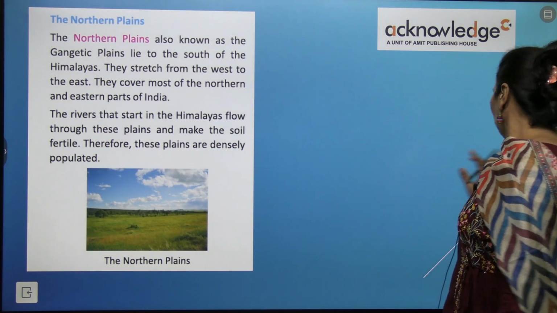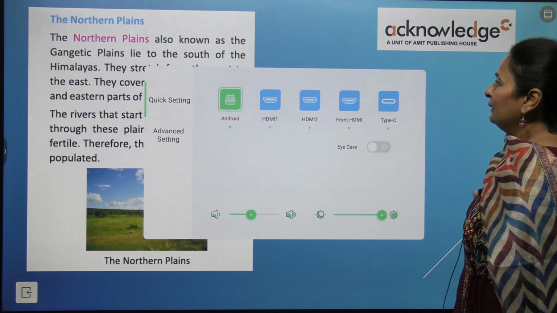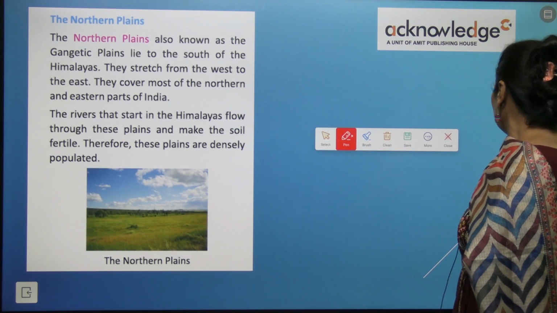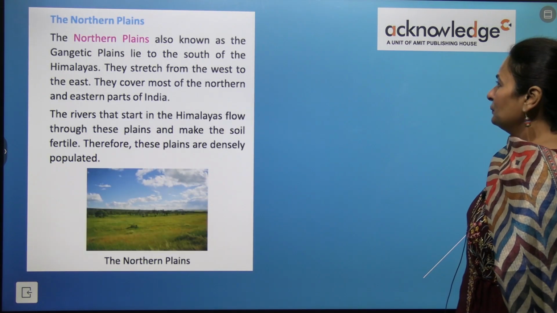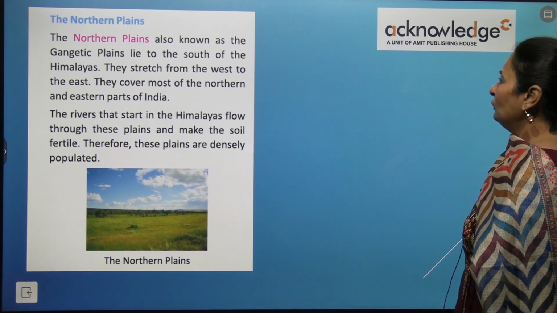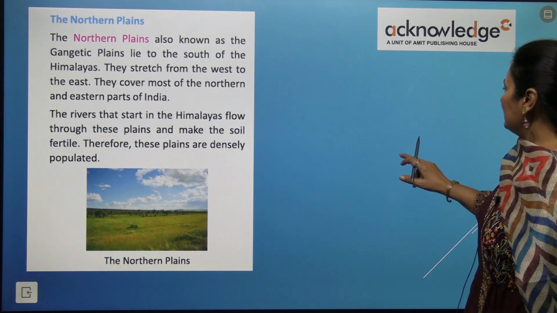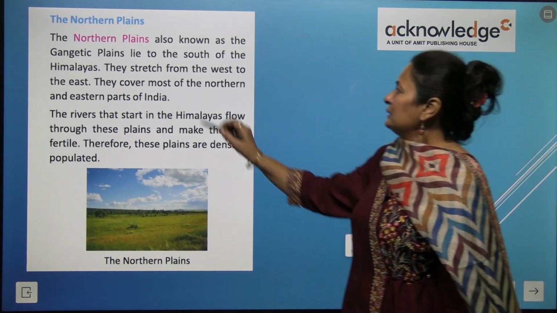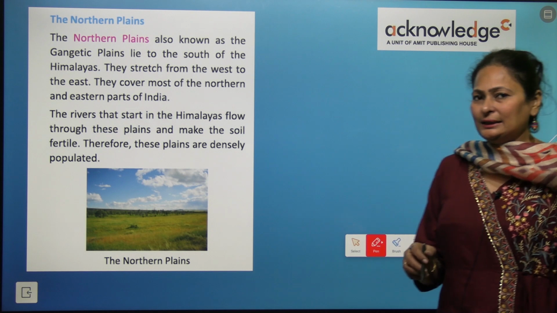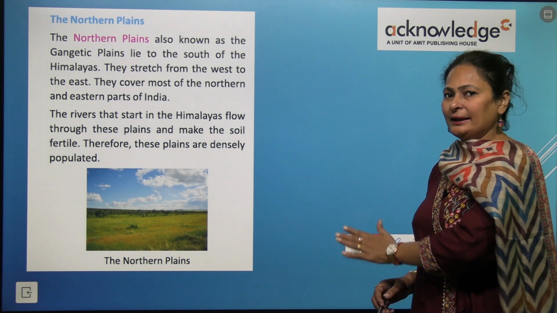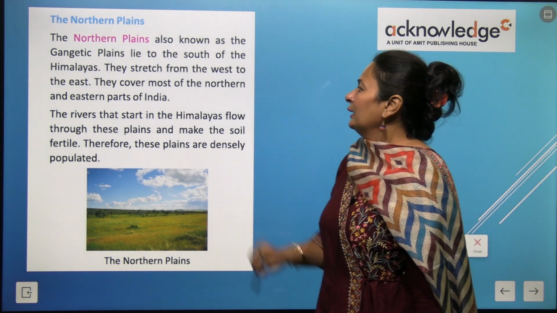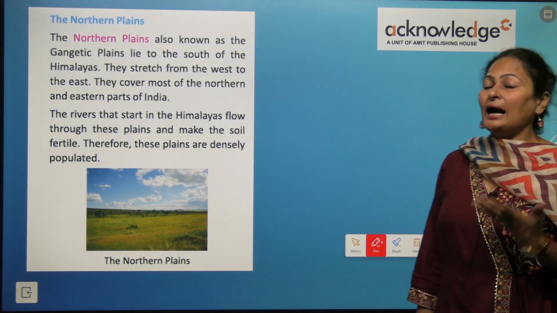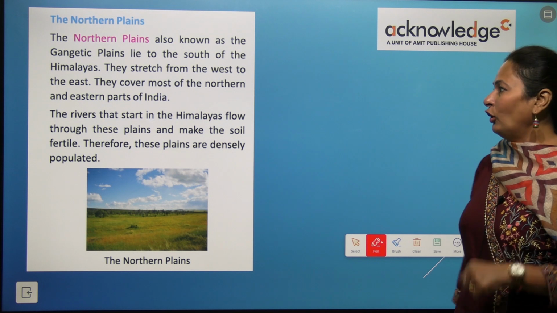Northern Plains are also known as Gangetic Plains. It lies to the south of the Himalayas. We have seen in the map. They stretch from west to east. You have seen from the western side, it is stretching to the eastern corner. They cover most of the northern and eastern part of our India.